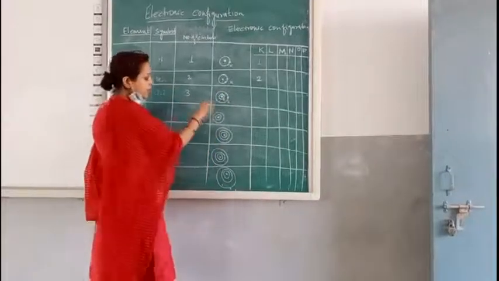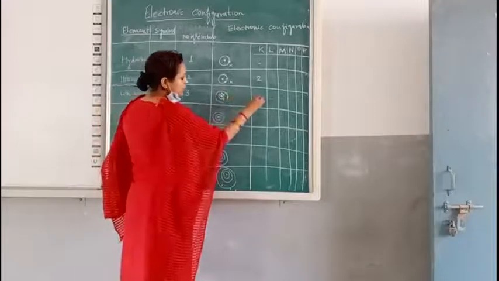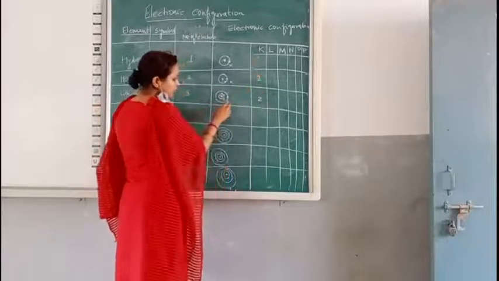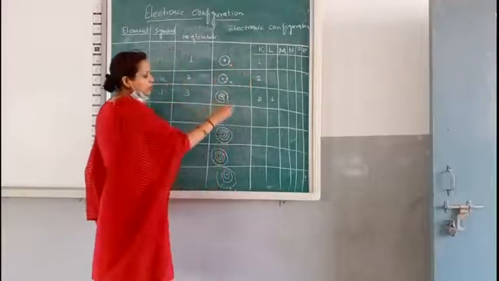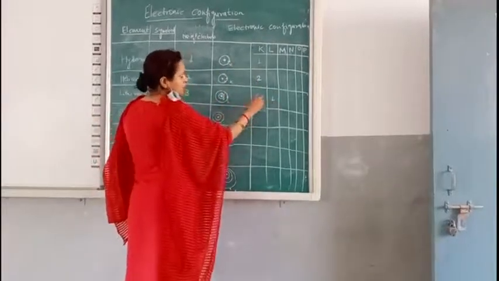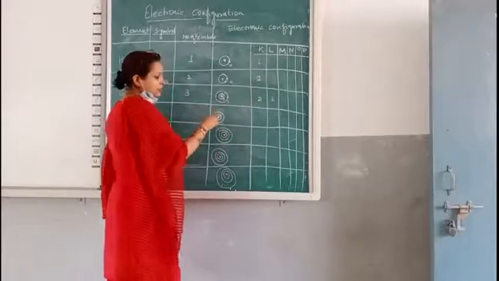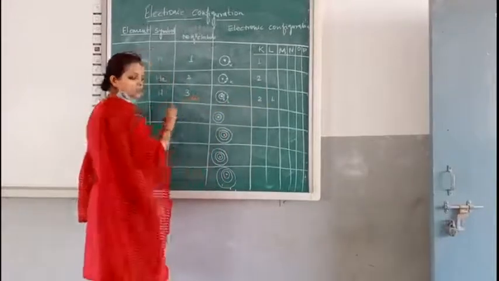So how are the electrons distributed? 2 electrons in the K shell and 1 electron in the L shell. So the electronic configuration will be 2, 1: 2 in the K shell and 1 in the L shell. So a total of 3 electrons we have distributed.